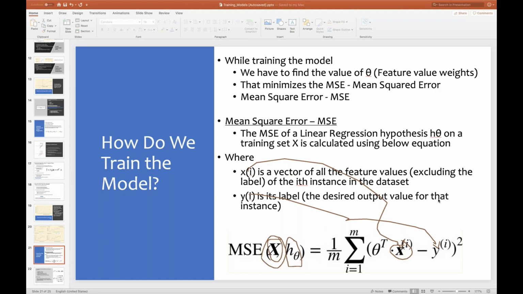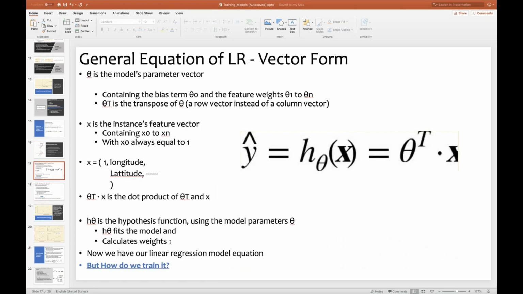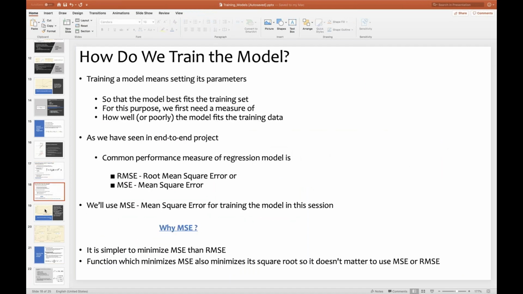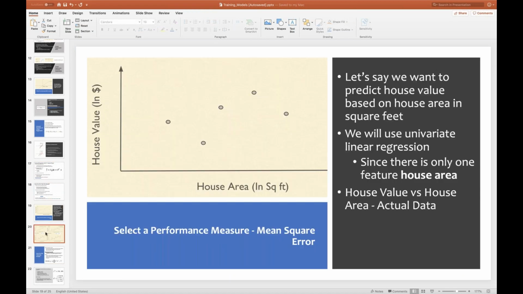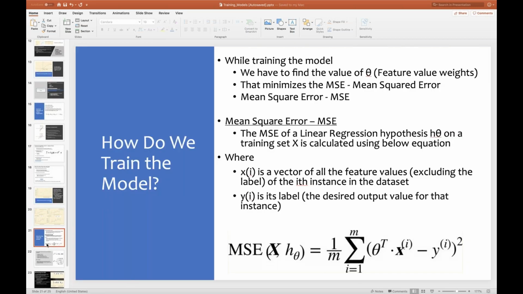And if you want to understand it once again, go back and look once again. Here I explained about h of theta. Look here, h of theta is the hypothesis function. This function will have model parameters theta, fits the models and calculates the weights. Superb. That's nice. Now you got this one, you got this one, you got this one. Okay, you also understood this one.